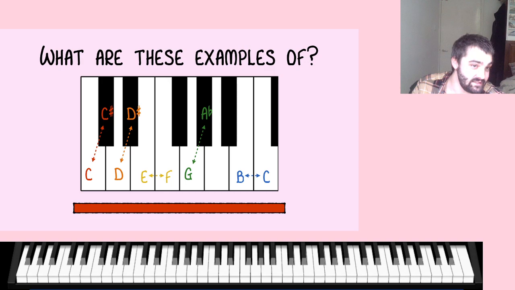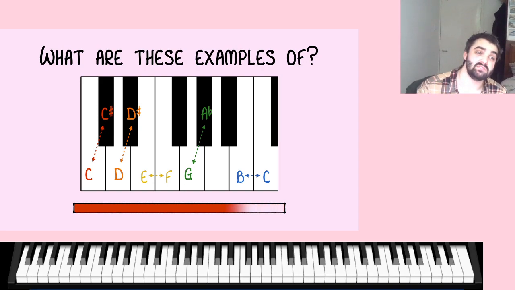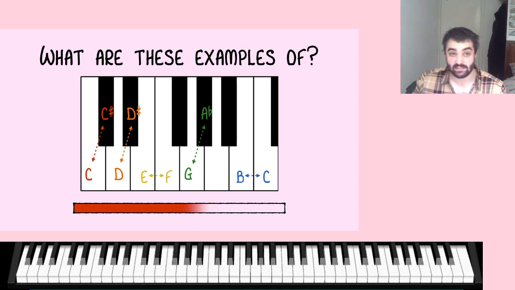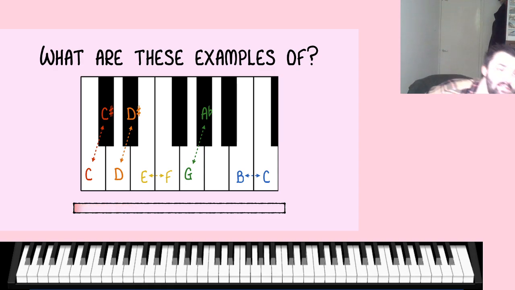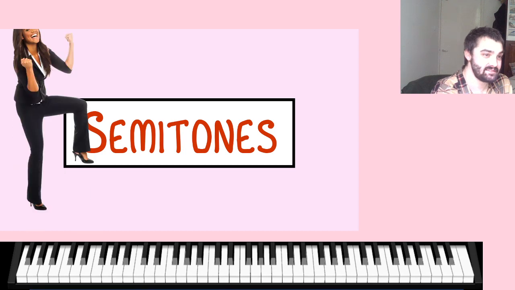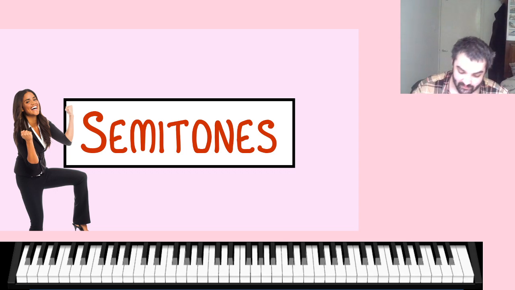Question one, what are these examples of? So there's spaces between notes, okay? Time starts now. Can you tell me what these are examples of? So we looked at this last week. Think about that if you can't really remember. What are these examples of? Okay, time is up. The answer is semitones. So if you got that, you get a point. Yes, so it's one step away, a note between each other, nothing in between, just one step. Semitones. Brilliant.